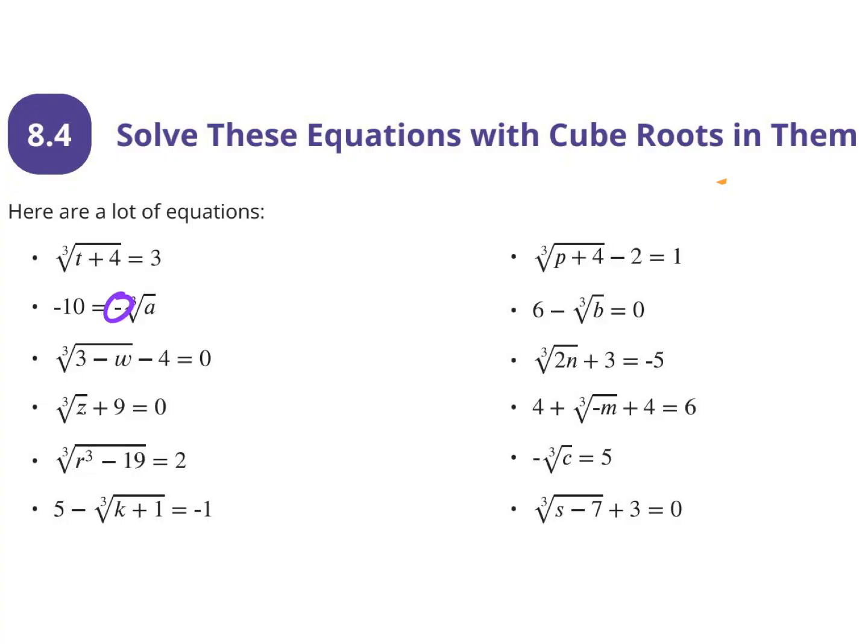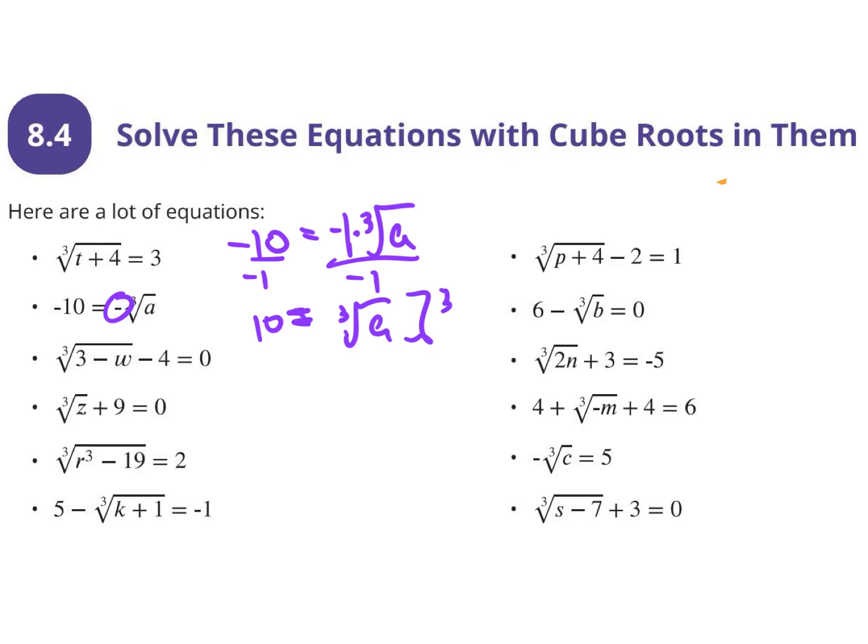Whenever you see a negative in front of a term, that means -1 times the thing. So we got -10 is equal to the negative times the cube root of a. Because this is -1 times the cube root of a, we're going to divide by -1. We're going to get 10 equals the cube root of a. We're going to cube both sides. 10 cubed is 1,000, and that equals a. The cube root of 1,000 is 10. So a must be 1,000.